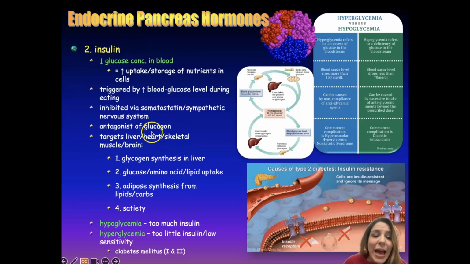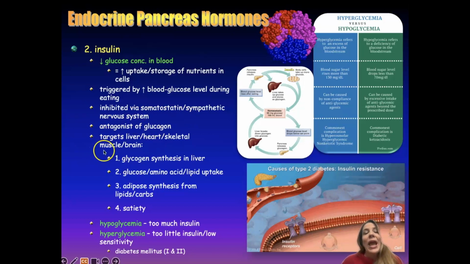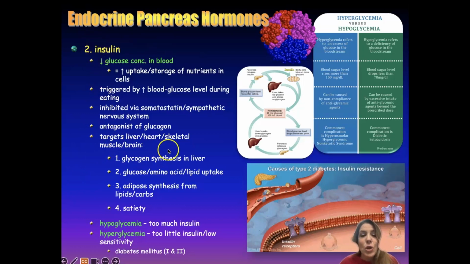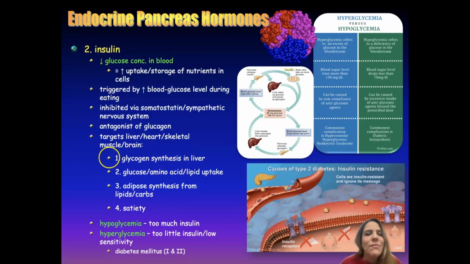So again, it's the antagonist to glucagon, and it's going to target the liver and the heart and the skeletal muscles and the brain. And once it gets the signal, it's going to do the opposite of what glucagon did. So whereas glucagon was trying to break down glycogen to release glucose into the blood, we're going to have insulin telling the liver, no, let's make glycogen, because that's the way to store glucose for when we need it. So it's going to synthesize glycogen in the liver, an anabolic process, right?